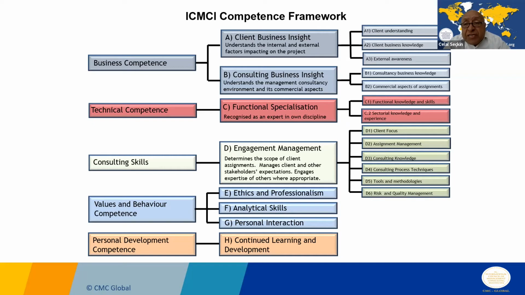Functional specialization, as you know, includes functional knowledge and skills, sectorial knowledge and experience. Engagement management includes client focus, assignment management, and other subjects like tools and methodologies, risk and quality management. Most of them have already been included in the previous version, of course. We have just enriched and reinforced them, and also included some new concepts like transformational thinking, UN SDG concepts, social responsibility, and other subjects.